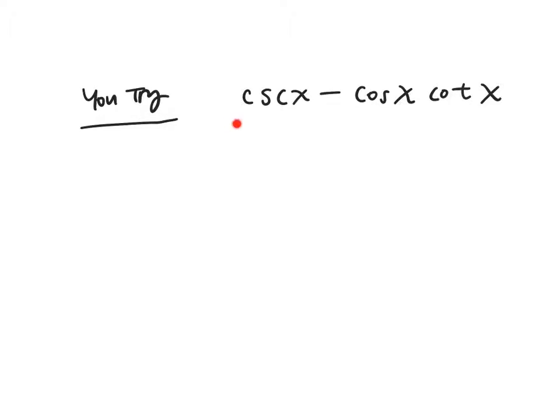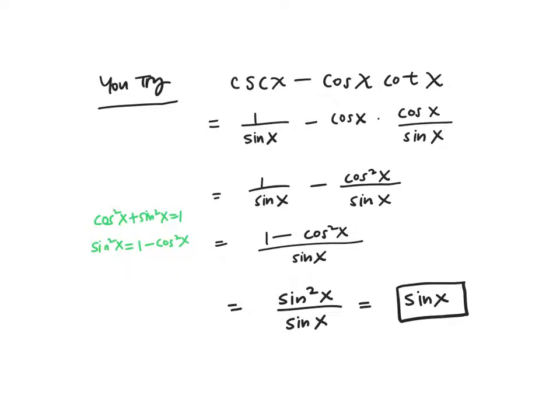Okay, your turn. Cosecant of x minus cosine of x cotangent of x. Go ahead and simplify this. Okay, the correct answer is sine of x.